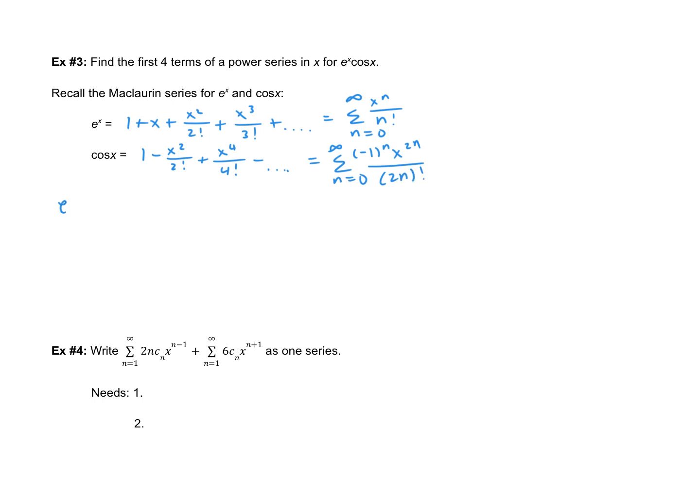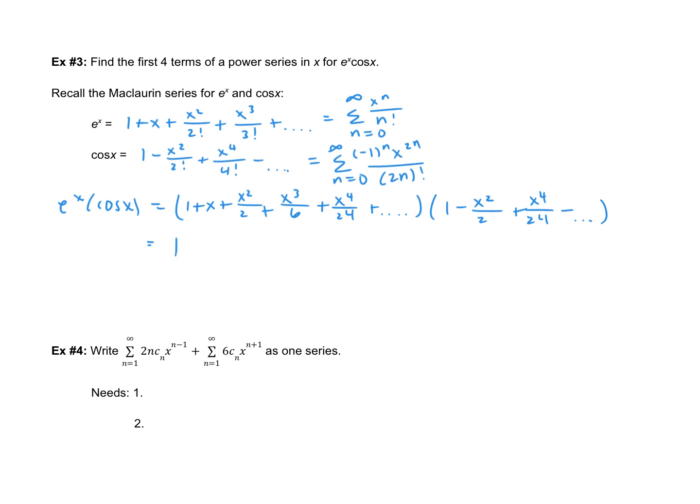Okay, so if we're looking at e to the x times cosine of x, what we're doing is multiplying out those terms. So I'm going to rewrite them so that I can multiply them easier. So I have 1, add x squared over 2, add x to the third over 6, add x to the fourth over 24, so on and so forth. And then my cosine x is 1 subtract x squared over 2, add x to the fourth over 24, so on and so forth. Okay, so 1 multiplied by 1 will give me 1. The only way that I can get an x is if I have x times 1.